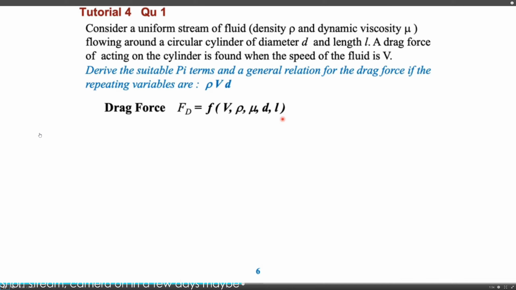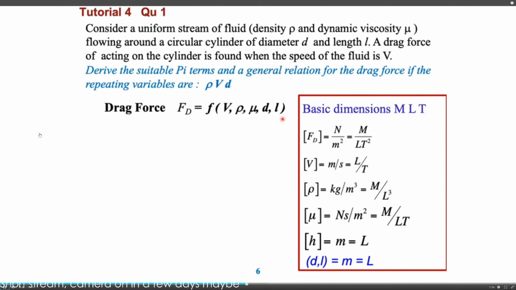So the repeating variables are given. We go through the same exercise. The approach to develop dimensionless terms is pretty systematic. First, you must know the basic dimensions.